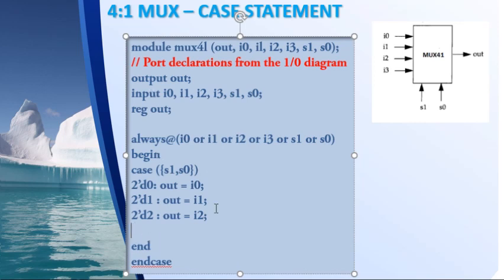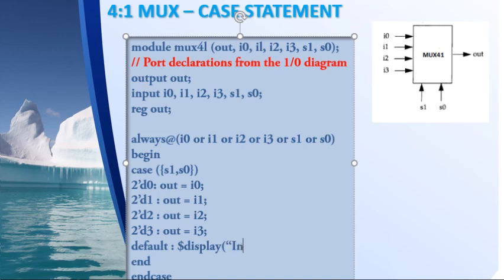Finally, if it is equal to 3, 2 tick D3, then out equal to I3. Okay. Lastly, I will have the default block. In default, I will display some message, say, display invalid control signal.